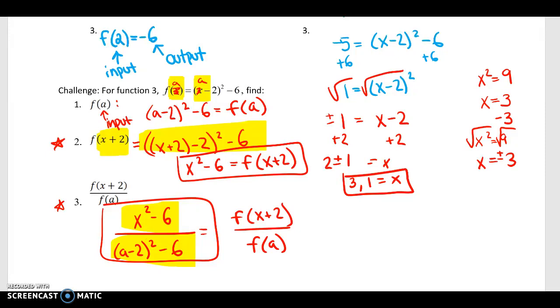What I'm trying to instill here is that whether this is a number or variable or an expression or whatever it is, all that means is the input. So take that and substitute in the function f. That's our name. So that's function notation.